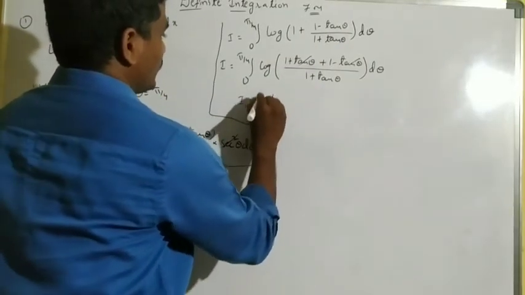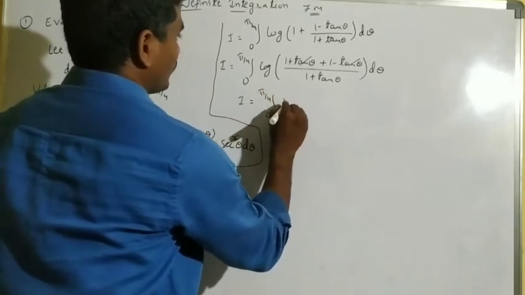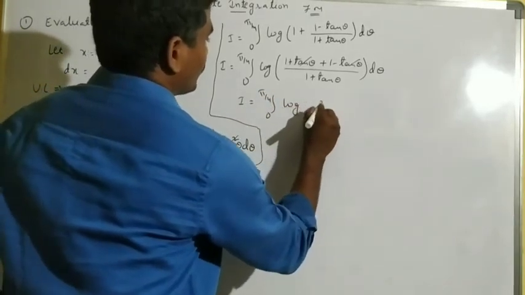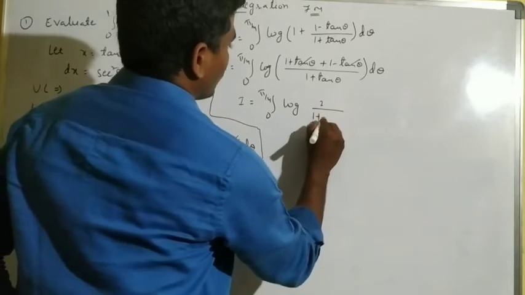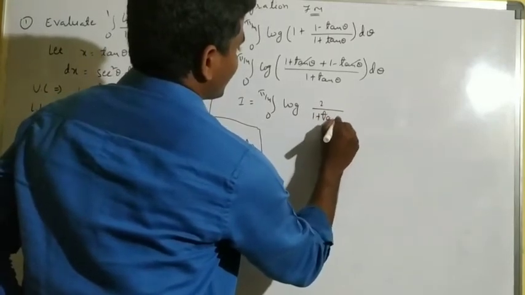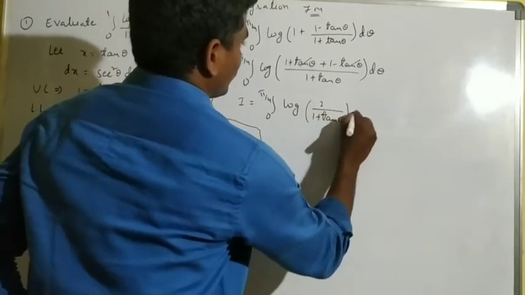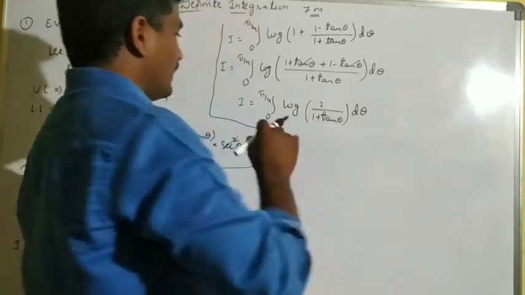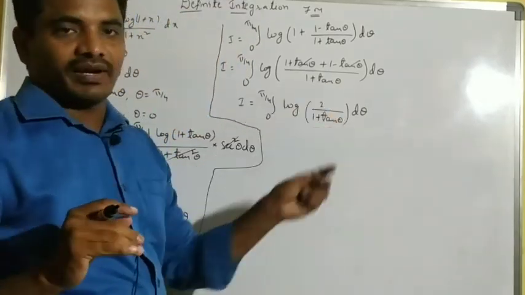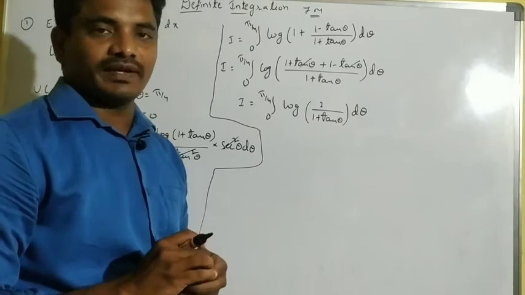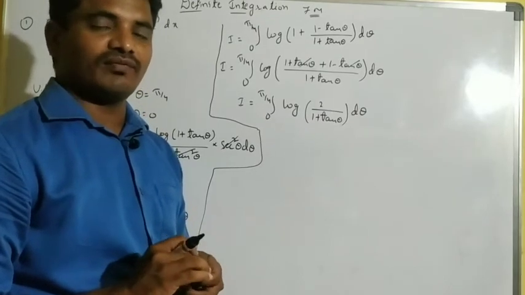I equals integral from 0 to pi by 4 of log 2 by 1 plus tan theta d theta. Now it is like log x by y. Log x by y equals log x minus log y. That formula we know from 10th class.